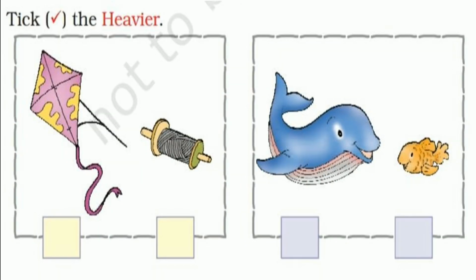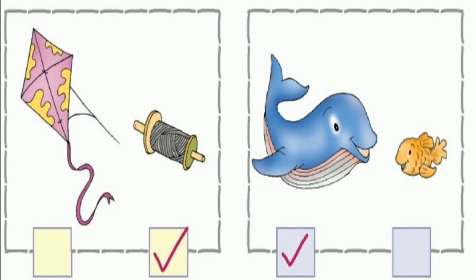Beside that, you can see two fish. Which is heavier, children? First one or the second one? Yes, the first fish is big, right? So it weighs more. The first fish is heavier than the second fish. So we shall take the first fish, which is heavier.